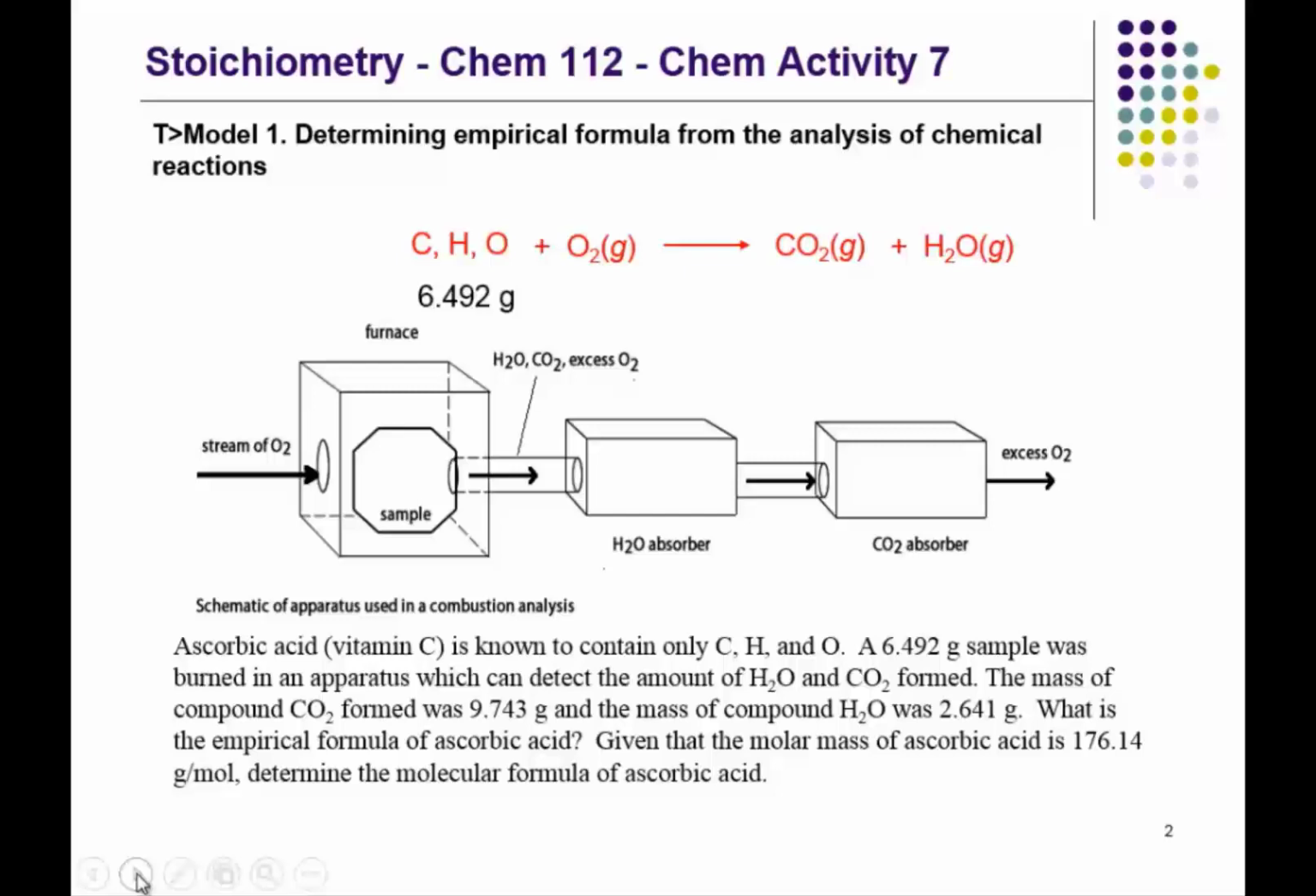Notice that the mass of carbon dioxide that's produced is 9.743 grams. Again, I'm going to write that right below the CO2 in my skeleton reaction. Then finally, I'm going to write down the fact that it's 2.641 grams of H2O that's formed. Again, I think this information is vital so you can keep things straight. There's other information that's given in the problem, for instance, the molar mass of ascorbic acid. Of course, this is going to help us translate the empirical formula into the molecular formula.